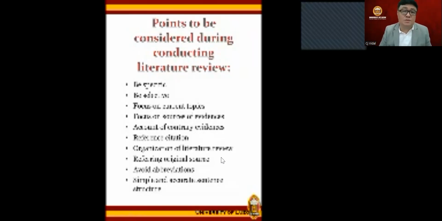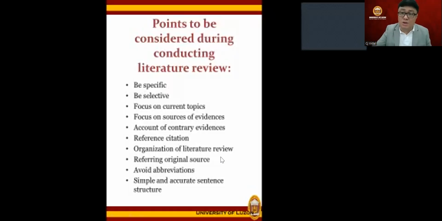Also focus on current topics, because in that way it will lead you to more references and more materials, except in cases involving pioneering studies. Focus on sources of evidence and account for contrary evidence. So you don't only consider those that favor or support your study. You may also in the process stumble upon evidence that contradicts your study.